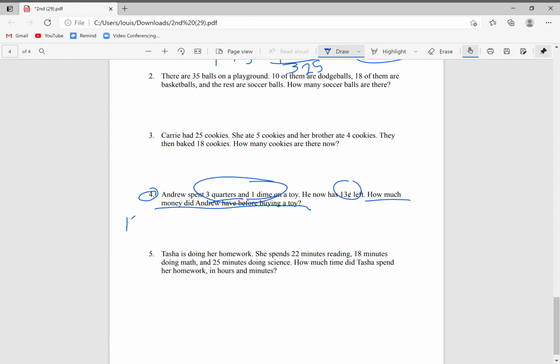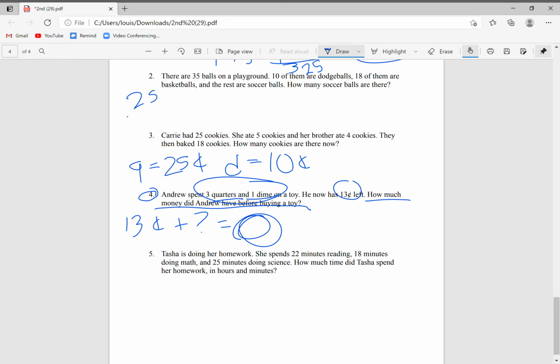So if he has 13 cents left, then those 3 quarters and the dime equal to buying the toy, because we know the value of the 3 quarters and the dime. So what is the value of 3 quarters and a dime? We know the quarter is equal to 25 cents, and a dime is equal to 10 cents. So knowing this, 3 quarters would be simply 25 times 3, and we've gone over multiplication before, so this is simply 25 plus 25 plus 25, getting us the answer of 75.